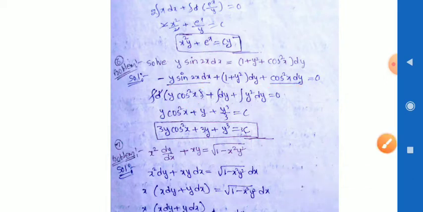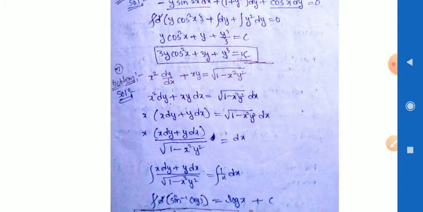Then, taking integration on both sides, we get the integration of d of (y cos square x) plus the integration of dy plus the integration of y square dy is equal to 0. Here differentiation and integration cancel. We get y into cos square x, the integration of dy gives y, plus the integration of y square gives y cube by 3, that is equal to c, the arbitrary constant. Then that is 3y cos square x plus 3y plus y cube is equal to c. This is the general solution for the given problem.